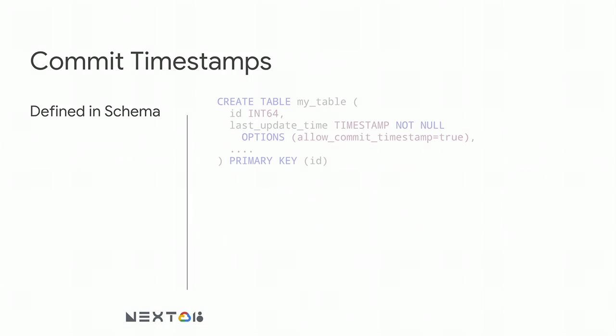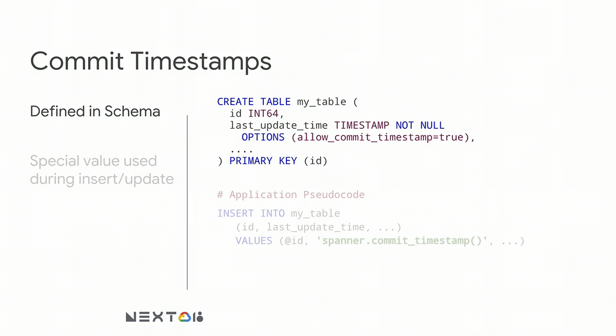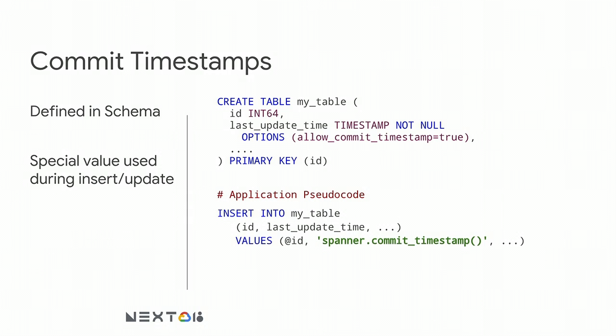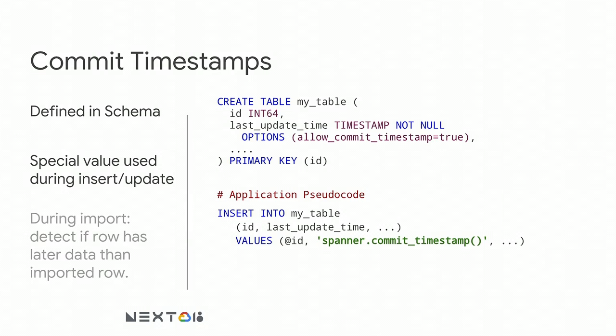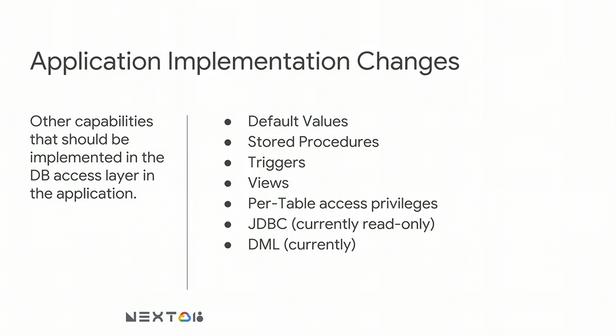Commit timestamps are mentioned. You define them in the schema with an options clause. In the application, you use a special value to insert the commit timestamp, and then you can use that during the migration process to detect whether a row has later or earlier data. I'm really rushing through this because I can see the clock counting down quite rapidly.